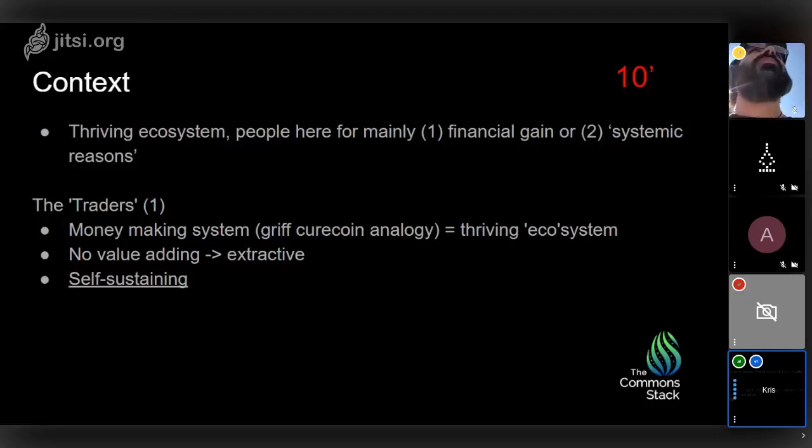But the first one, I just call them the traders. So this is just a short reference to the fact that we have a money-making system, an ecosystem that is self-sustaining. There's the Cure coin reference that you maybe can throw in. But those people are not adding value, they are extracting value. But it is self-sustaining, that part.